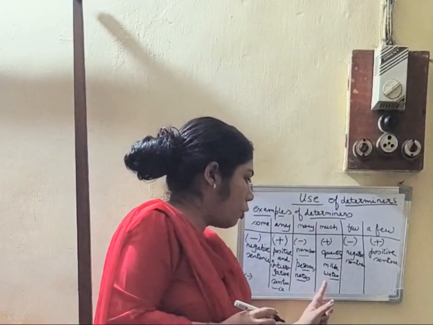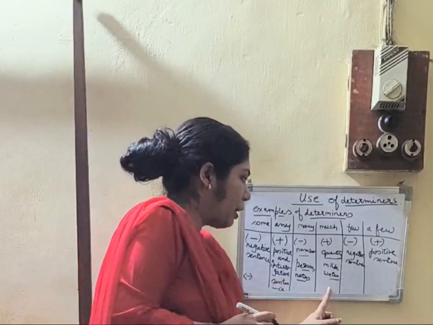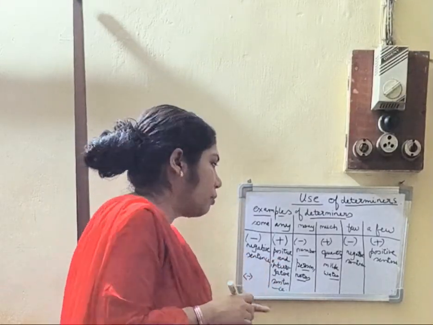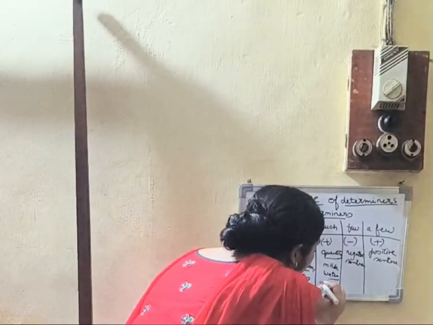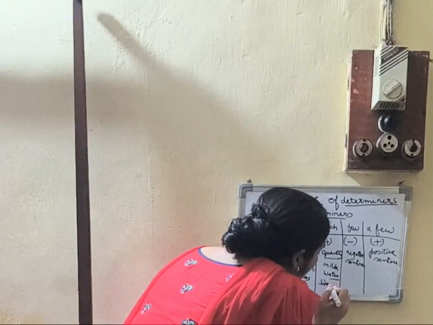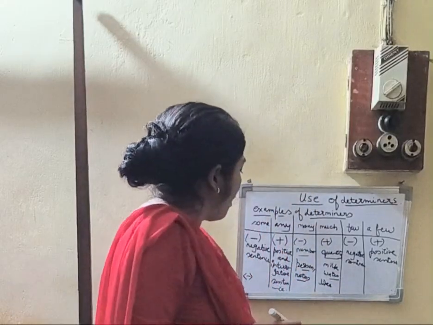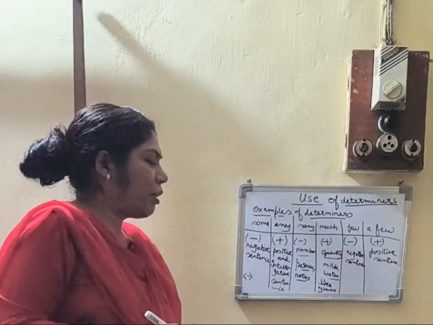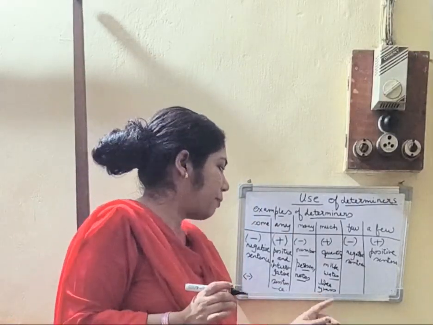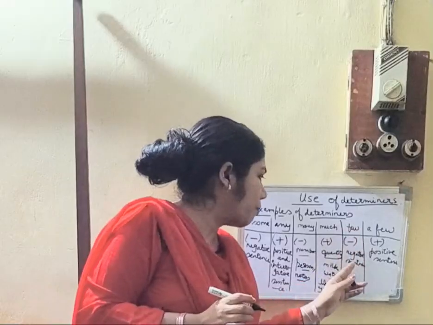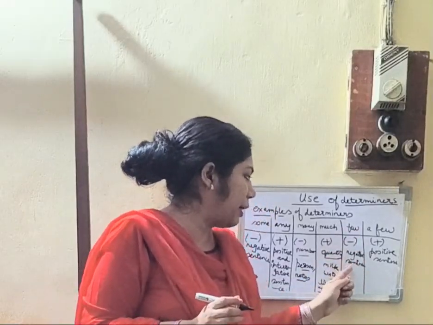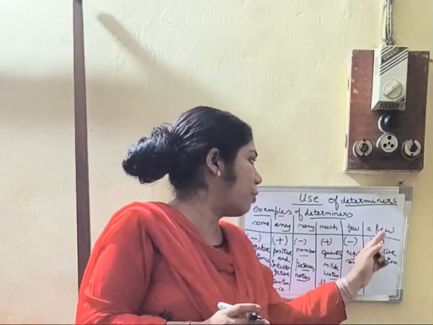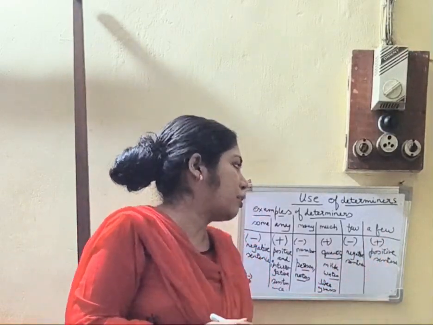Or you can say that it is uncountable. Take some example like grass. Okay, we cannot measure the grass. So few, it is always used in a negative sentence, and a few in a positive sentence. Okay.